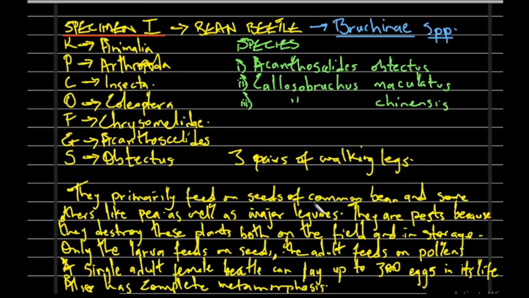They primarily feed on seeds of common bean and some other crops like the pea, as well as legumes. They are pests because they destroy plants both on the field and in storage. Only the larva of this bean beetle feeds on seeds. The adults feed on pollen. A single adult female can lay up to 300 eggs during its lifetime, and it also undergoes complete metamorphosis.